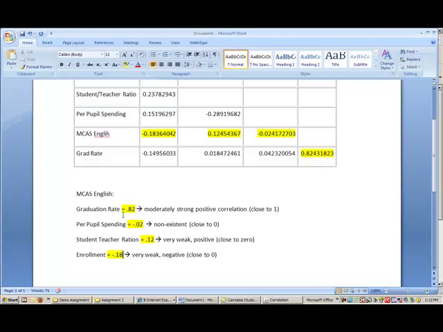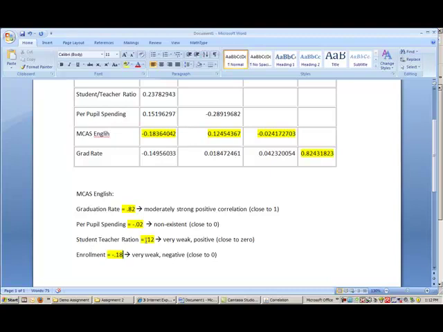I'd say that graduation is moderately, strongly, positively correlated with MCAS English because it is close to 1. In other words, the higher the graduation rate, the better the scores on MCAS English. Per pupil spending is almost 0 at negative 0.02. So there's practically no correlation between the per pupil spending and how well students do on their MCAS English. It's kind of interesting.